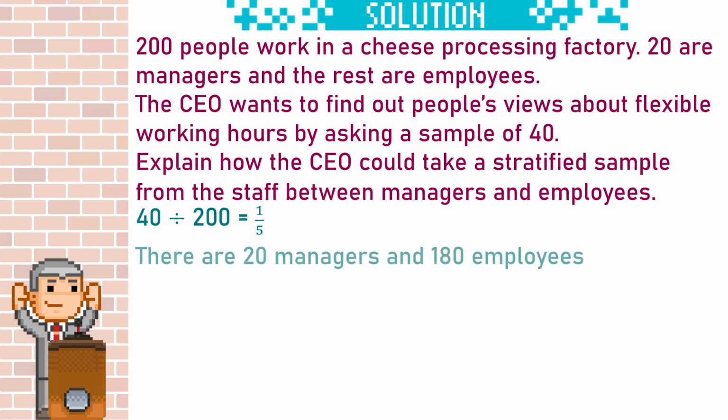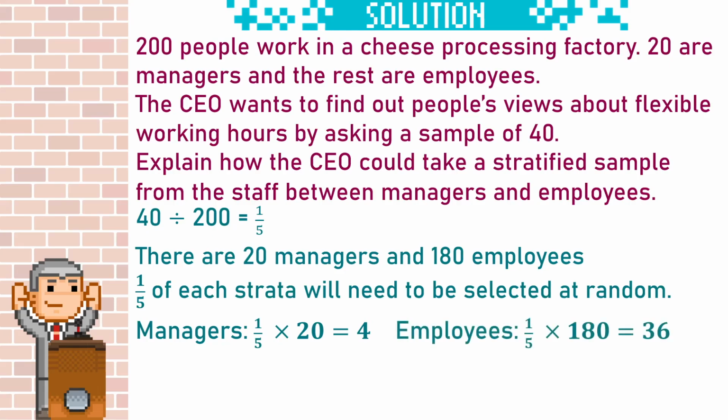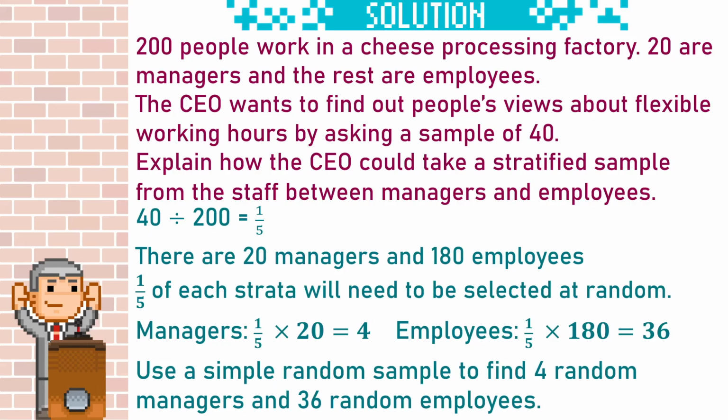Altogether, there are 20 managers and 180 employees, and we're looking for a 5th of each strata to be selected. So a 5th of 20 is 4 for the managers, and a 5th of 180 is 36. So you can see that more employees are being asked because there are more employees in this business rather than managers, but there is still an amount of managers being asked in proportion to the amount that are in the company. So next they need to use a simple random sample to find 4 random managers and 36 random employees.